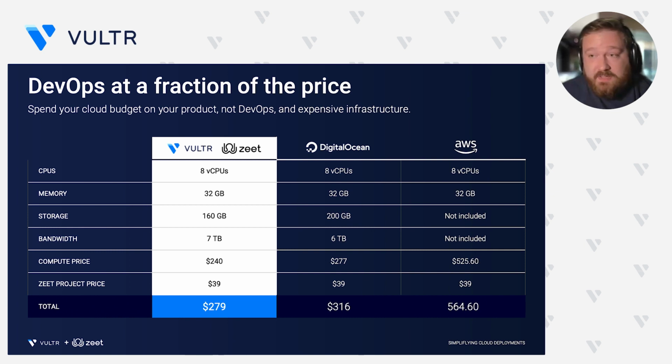Yeah, transparency is the name of the game. Predictable billing is the name of the game. Time and time again, I've heard of AWS customers waking up and their bill is 10 times what they normally spend, and they don't know why. With Vultr and Zeet, you're not going to experience that. If you plan on paying $279 a month, that's what you're paying, unless you have overages. But even your overages are going to be transparent. You're going to know exactly what you're spending.